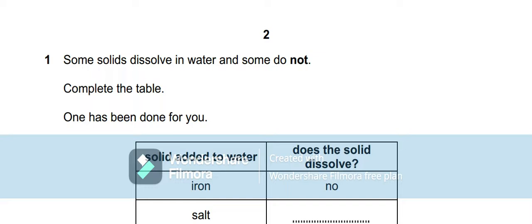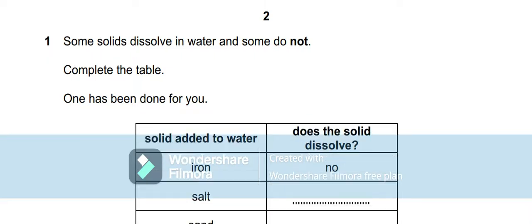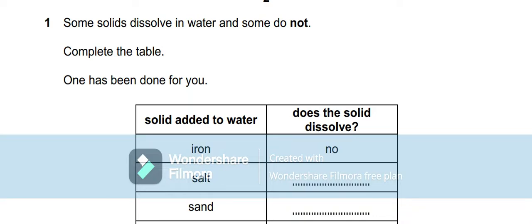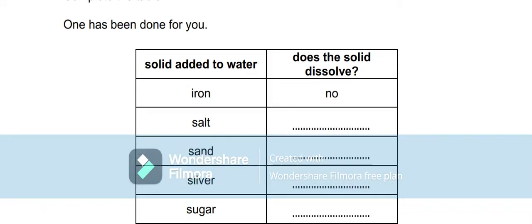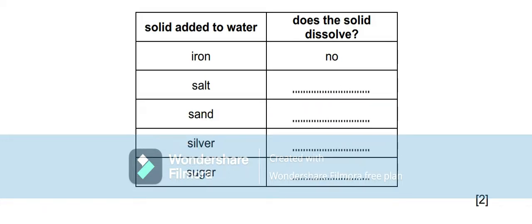Number 1, which is saying some solids dissolve in water and some do not. Complete the table. 1 has been done for you. Solid added to water, and the other column is saying does the solid dissolve in water. So here we have iron, which is a metal. Does it dissolve? No. Salt, does it dissolve? Yes, salt dissolves. So on salt you can write yes here.